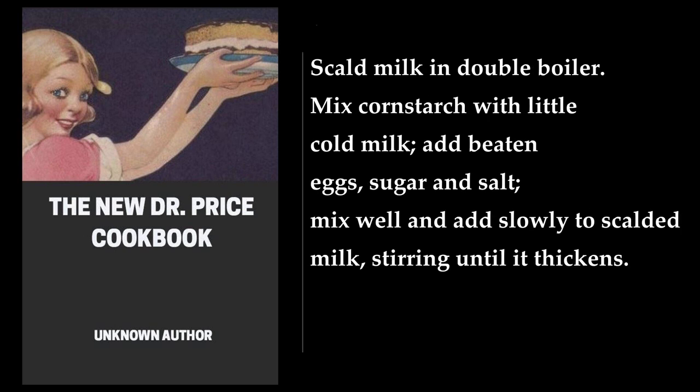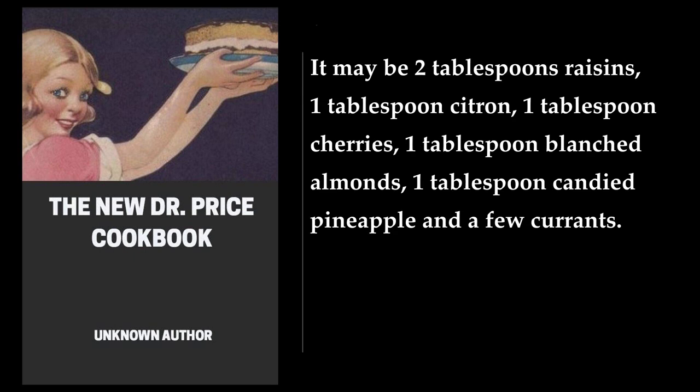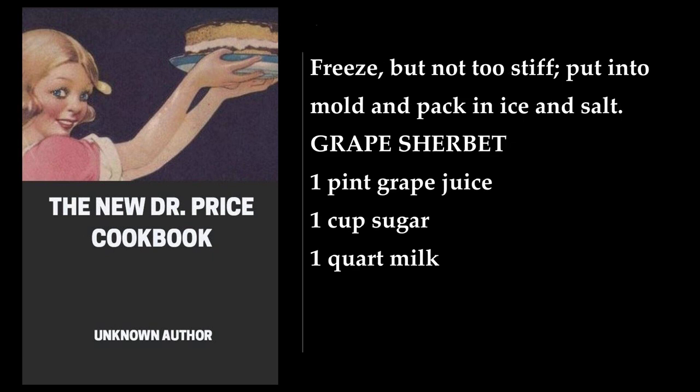Scald milk in double boiler. Mix cornstarch with little cold milk, add beaten eggs, sugar and salt. Mix well and add slowly to scalded milk, stirring until it thickens. Cool and add fruit, which has been put through food chopper. The fruit is a matter of taste. It may be 2 tablespoons raisins, 1 tablespoon citron, 1 tablespoon cherries, 1 tablespoon blanched almonds, 1 tablespoon candied pineapple and a few currants. Freeze, but not too stiff, put into mold and pack in ice and salt.